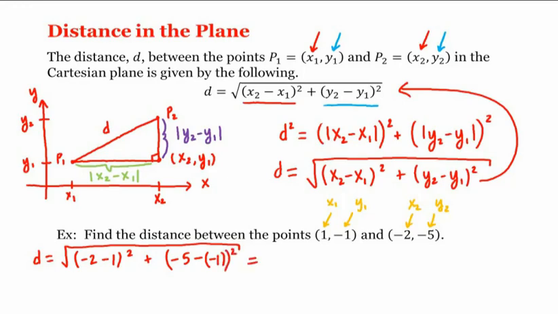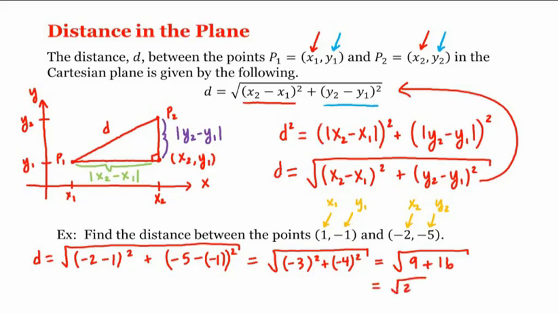which is equal to the square root of negative 3 squared plus negative 4 squared, which is equal to the square root of 9 plus 16, which is the square root of 25, or 5.